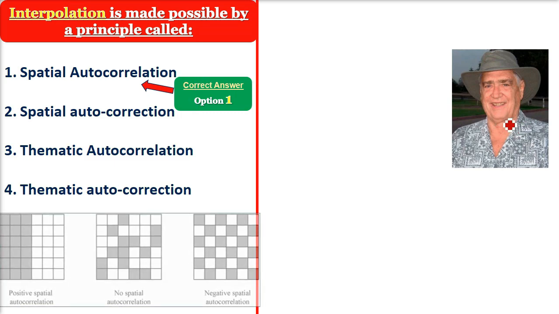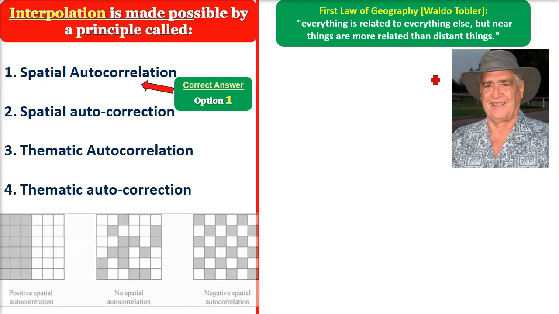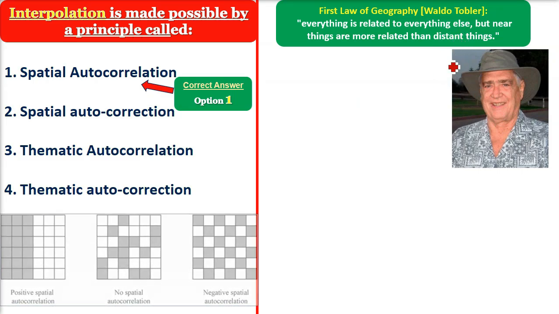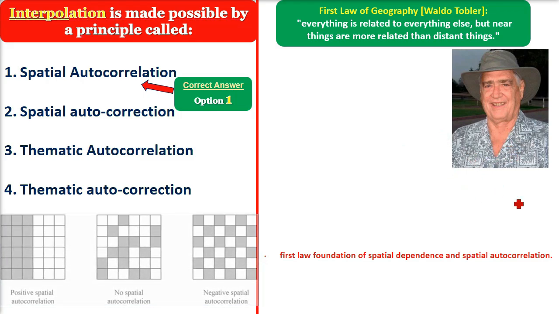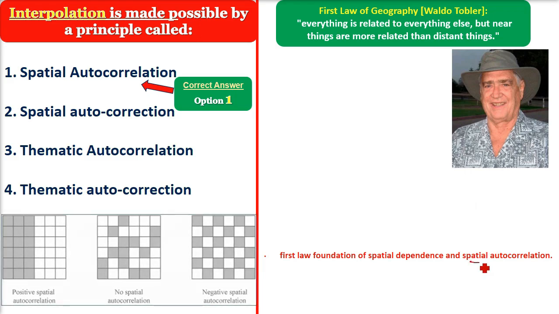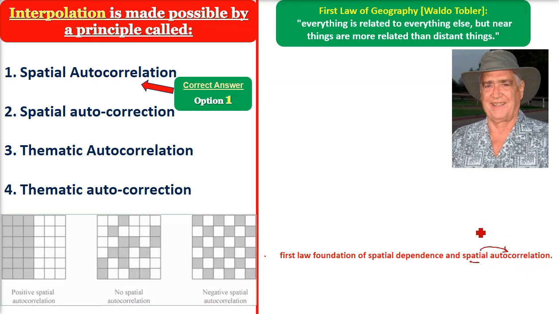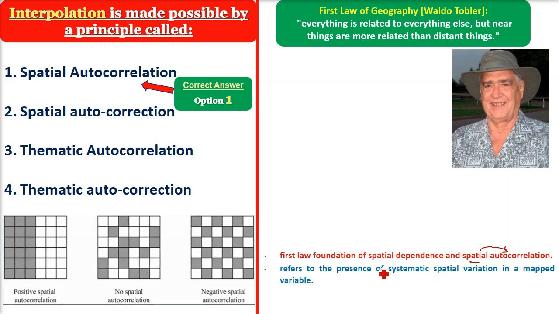Now, this person is Waldo Tobler, and he gave the first law of geography, which is: everything is related to everything else, but near things are more related than distant things. So this is the first law, the foundation of spatial dependence and spatial autocorrelation. That is how much the things closer are related and how the things which are farther are related.